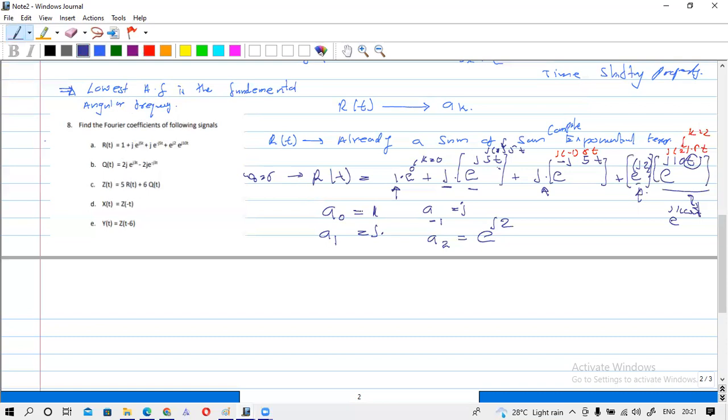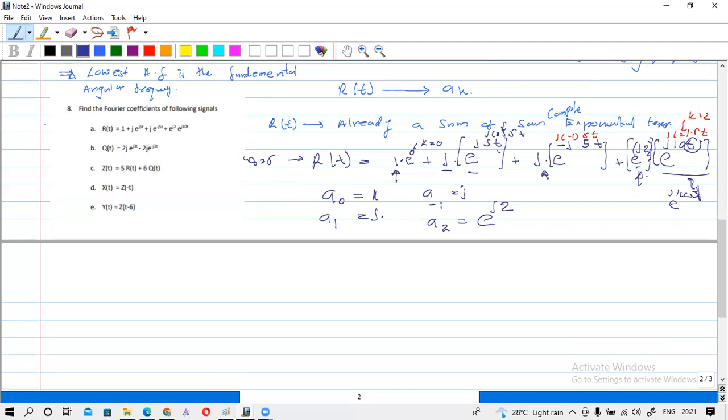So we have 4 terms, 4 coefficients. We have 1 2 3 4 terms. Related with those 4 exponential terms, we have 4 coefficients. So these are the coefficients, these are the Fourier coefficients, and we have already found that.